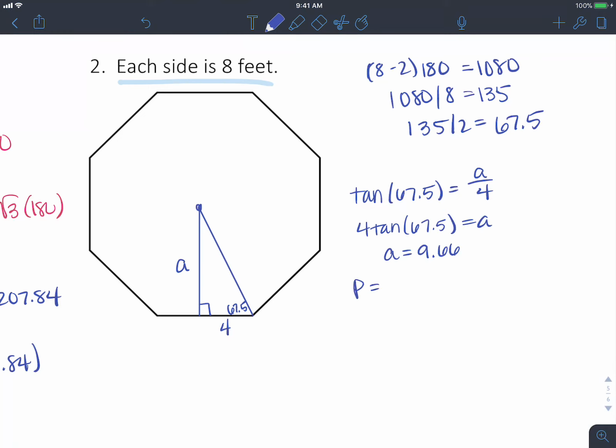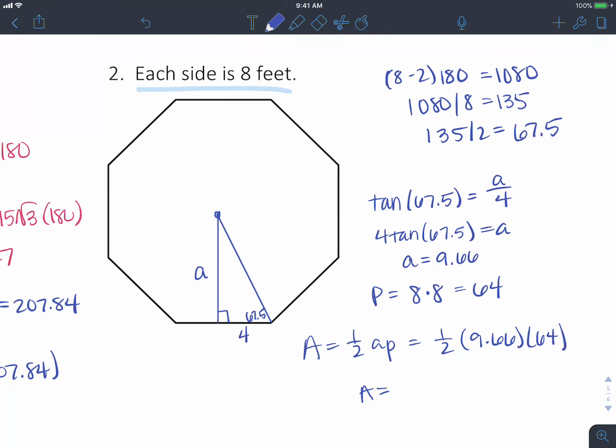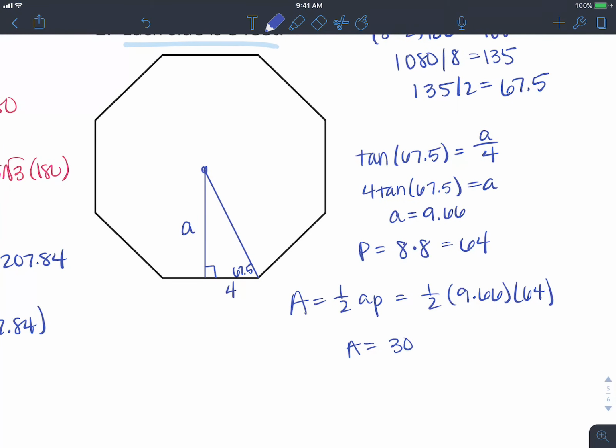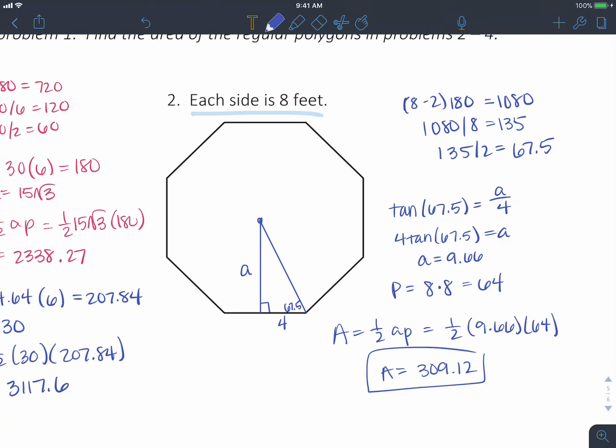Okay, next thing we need to know is our perimeter. If one side of this octagon is 8, then our perimeter is going to be 8 times 8, which is 64. And our last step is our total area, 1/2 A times P. So 9.66 times 64. And our area comes out to be 309.12. So there's number 2.